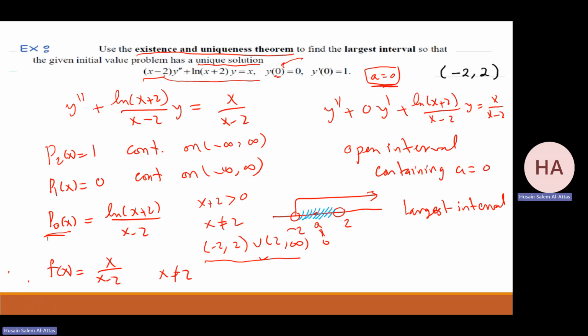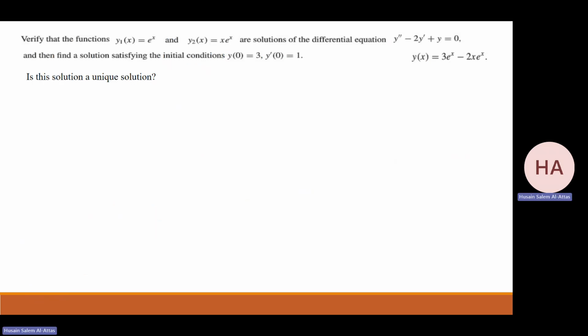It contains A, and the function is continuous. So we can find also differentiable, so we can find the derivative. The largest interval should be minus 2 to 2. It's not 2 to infinity. Why? Because 0 is not there. And the function is not continuous in other portions of this real line. Okay. So I think that will explain the existence and uniqueness. It's a good example. By the way, it's not in the book.